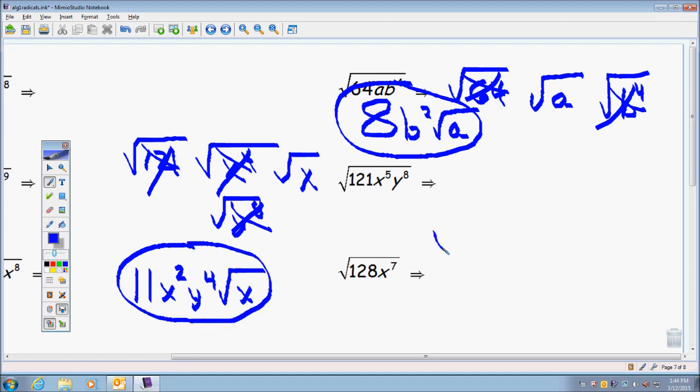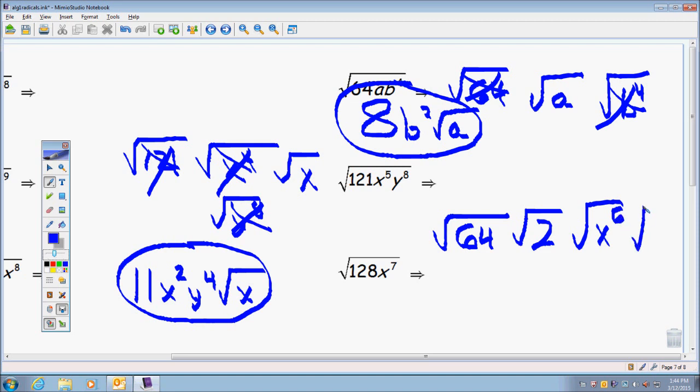Okay, 128. You gotta look at your chart. It is 64 and 2. 64 is the largest perfect square factor. And then x7, no, we don't like the odd ones. We have to pull out the highest even, and then one left over. Okay, so that's 8.